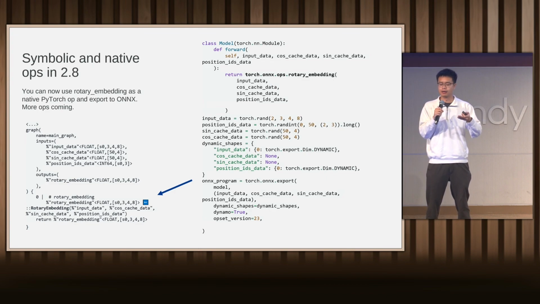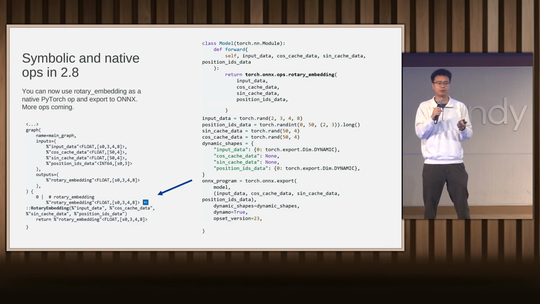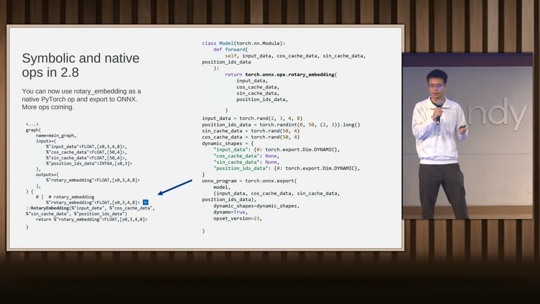So even though it shows up as an ONNX domain operator inside your ONNX graph, you can call run decomposition, and it's now going to emit a bunch of ATen operators for you. So that is natively compatible with all the PyTorch ecosystem. But when you export the ONNX graph, you're able to get a rotary embedding operator directly without having to jump through different hoops.